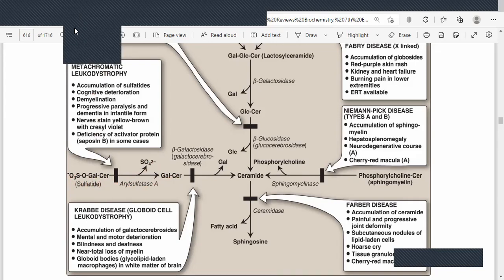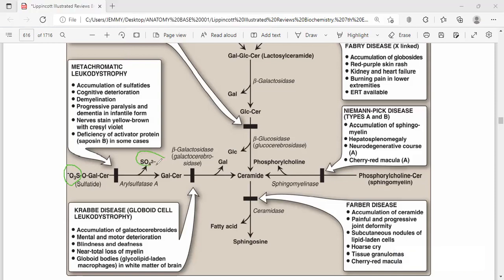Let me take my pen. We are removing this. See, it is the one which is coming out. After removing, you remain with this, galactocerebroside. The enzyme I've said is arylsulfatase A. So if you have deficiency of arylsulfatase A, you will develop what is known as metachromatic leukodystrophy.